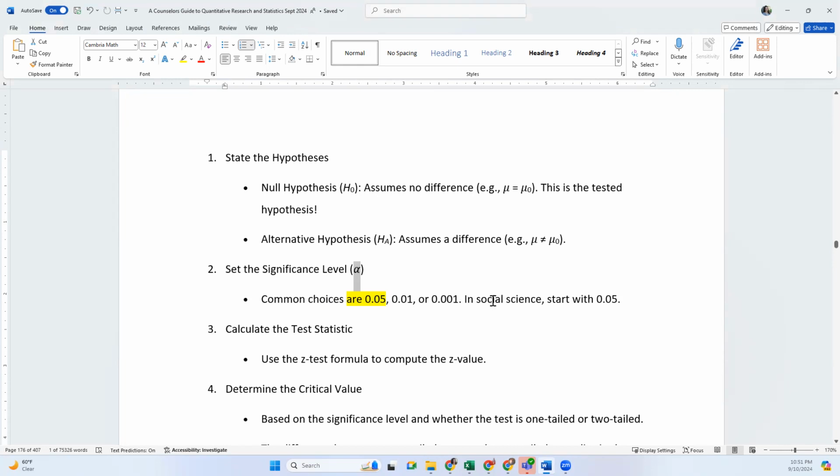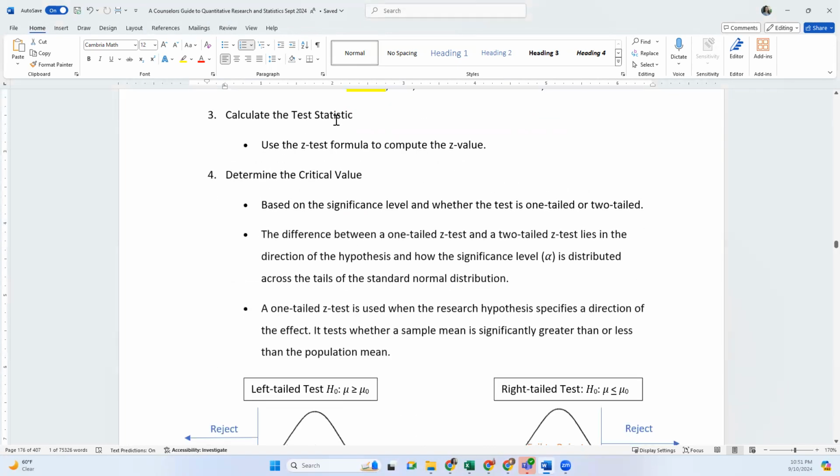Now, when we do JASP, it's going to actually give us the actual p-value, and we won't need to use the alpha because we'll get the exact p-value. We're going to calculate the test statistic, and then we're going to determine the critical value. So this is a difference between when we're doing it by hand and when we're doing it in JASP. When we do it in JASP, we're going to get the exact p-value. We don't have to worry about the critical value. When we're doing statistics by hand, we have to create a zone of critical value. This is going to help us determine whether we reject or fail to reject our null hypothesis.